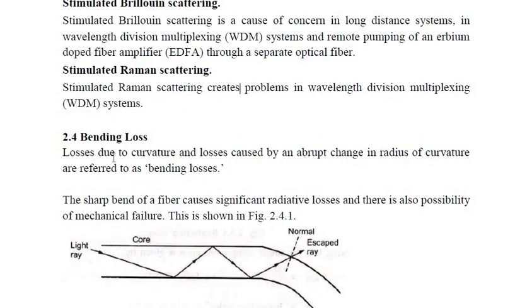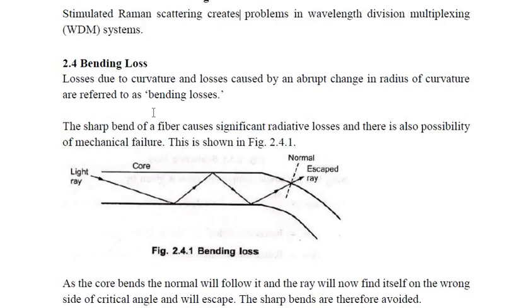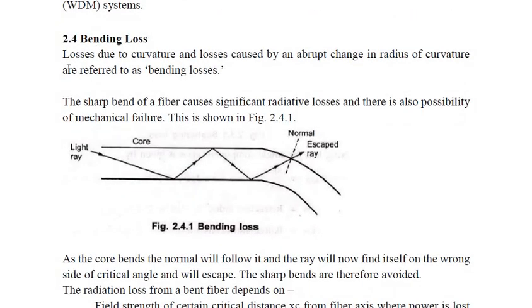Moving further with bending loss. Losses due to curvature and losses caused by an abrupt change in the radius of curvature are referred to as bending losses. The sharp bend of a fiber causes significant radiative losses, and there is also the possibility of mechanical failure.